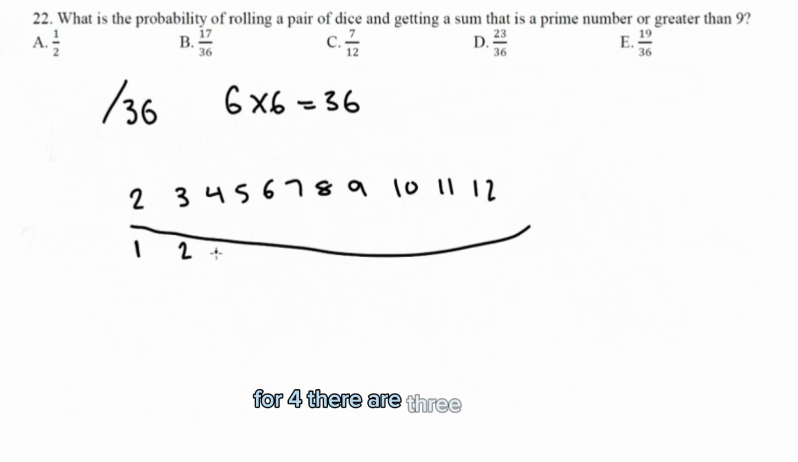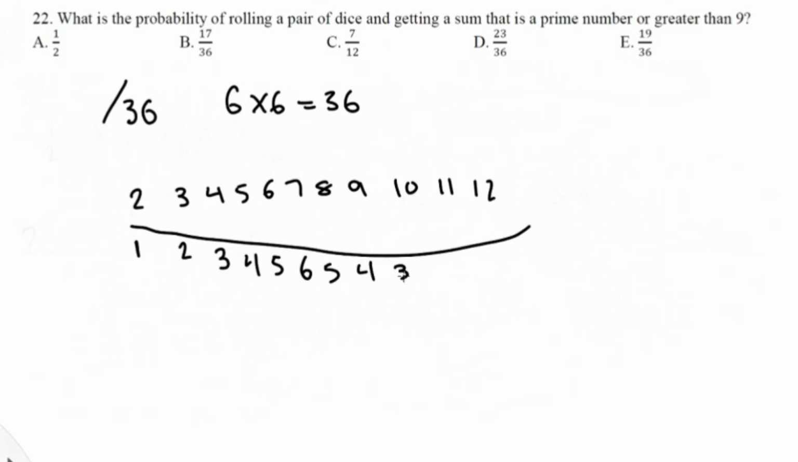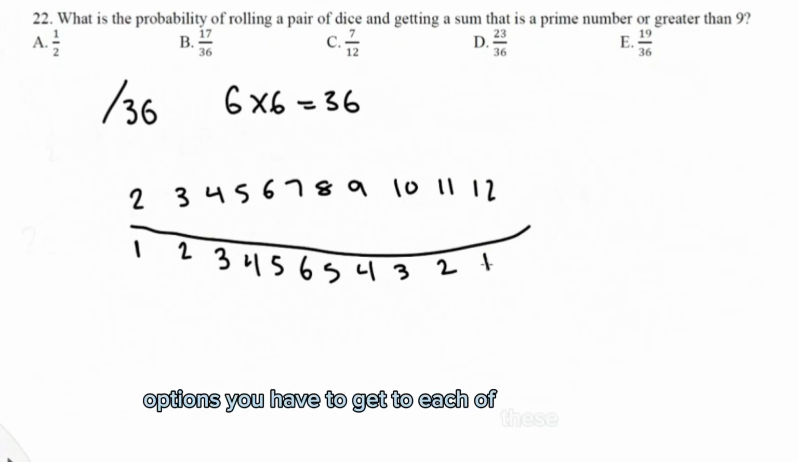For 4, there are 3 options. For 5, there are 4 options. For 6, there are 5 options. For 7, there are 6 options. So you might think there are 7 options for 8. But from here, it actually starts going back down. So then 8 becomes 5. 9 becomes 4. 10 becomes 3. 11 becomes 2. And 12 becomes 1. So this is the amount of options you have to get to each of these numbers. And if you add all of these up, you will get 36, which is the total amount.